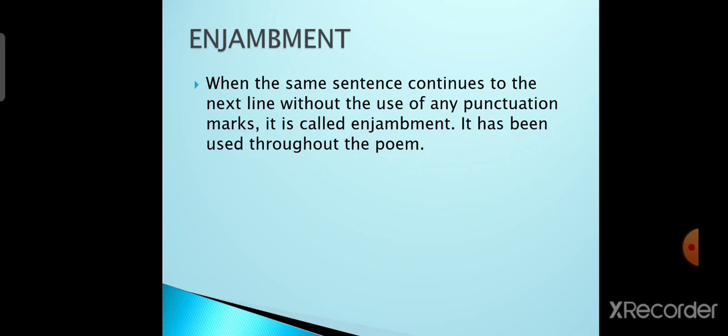I hope you all know about punctuation marks. Punctuation marks are full stop, comma, question mark, exclamatory mark, and all these things. So if it is not there at the end of the line and the sentence continues to the next, there the literary device enjambment is used. It has been used throughout the poem.